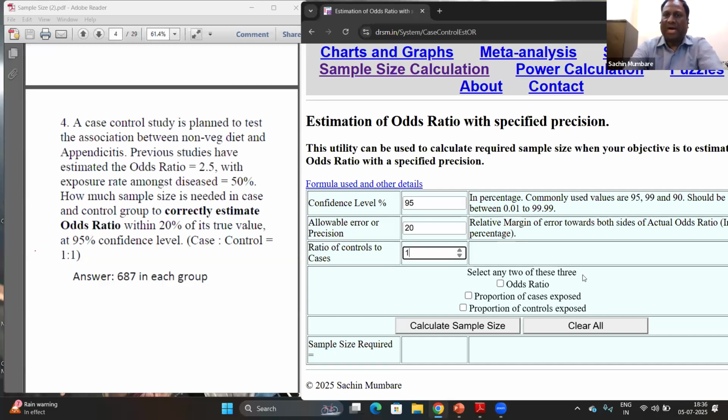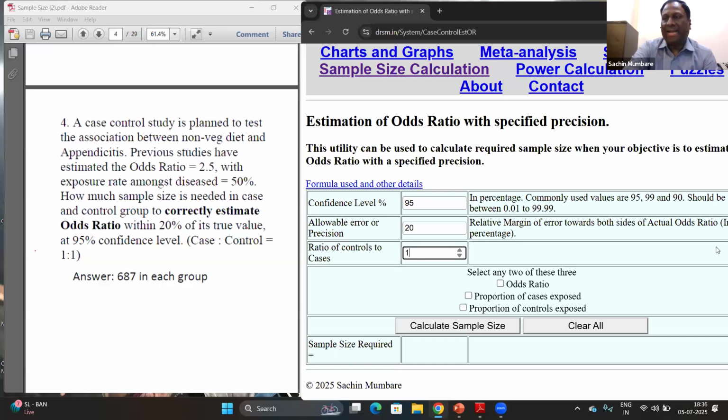Now, for estimation of proportion, only guesstimate of proportion was sufficient. For estimation of mean, guesstimate of standard deviation was sufficient. But for estimation of odds ratio or relative risk, only guesstimate of odds ratio is not sufficient. One additional thing is required. How much is the exposure rates? Any one of exposure rates will do.